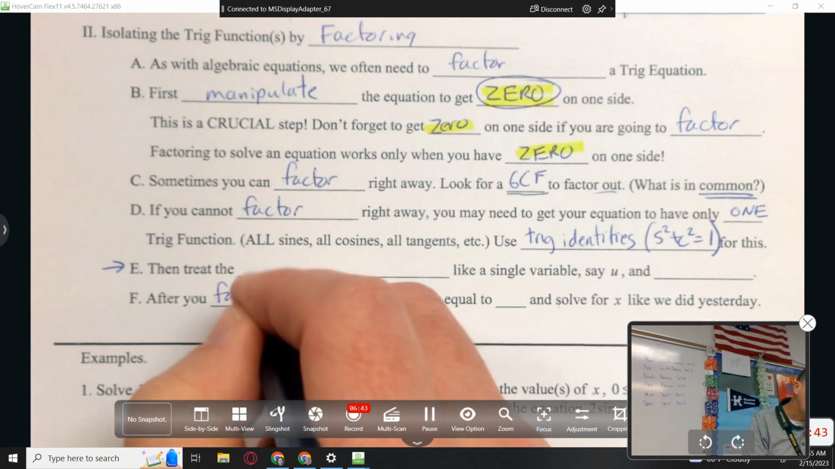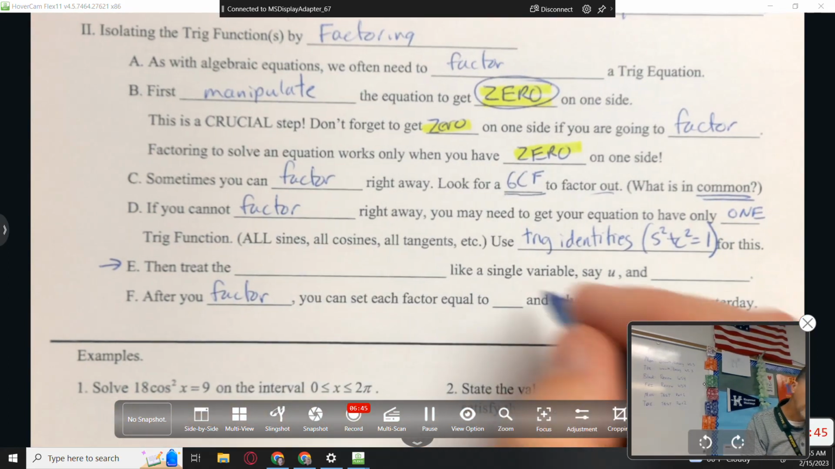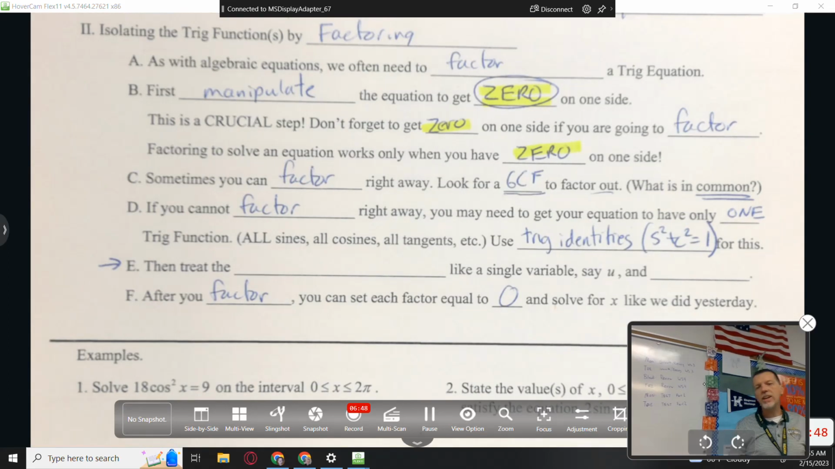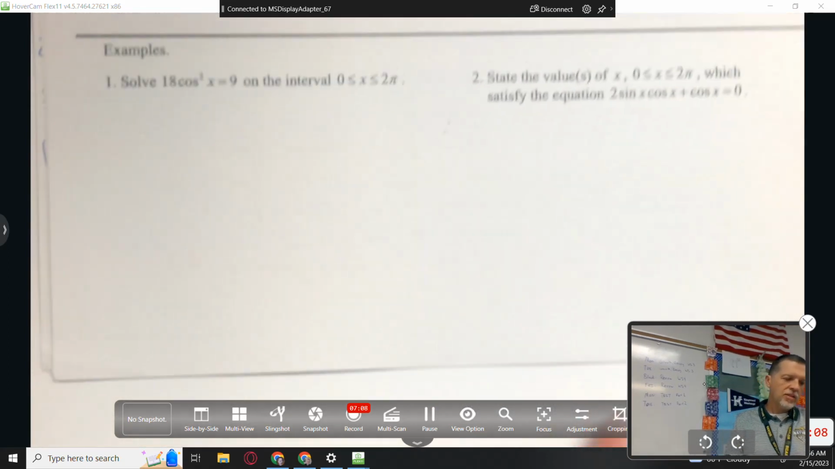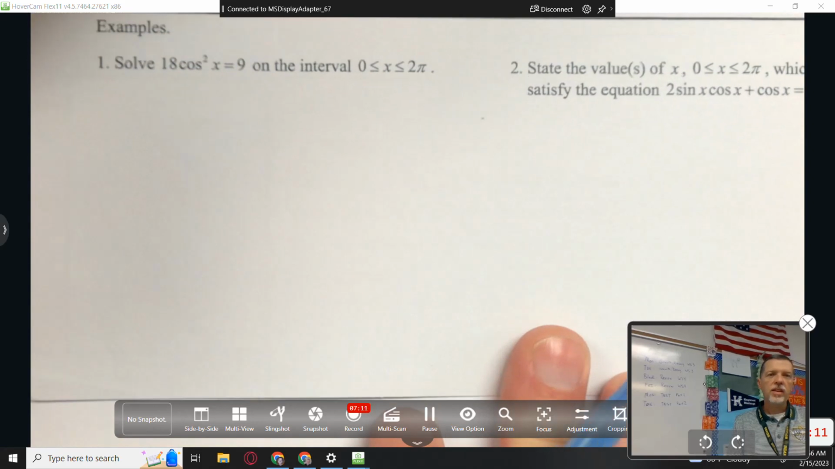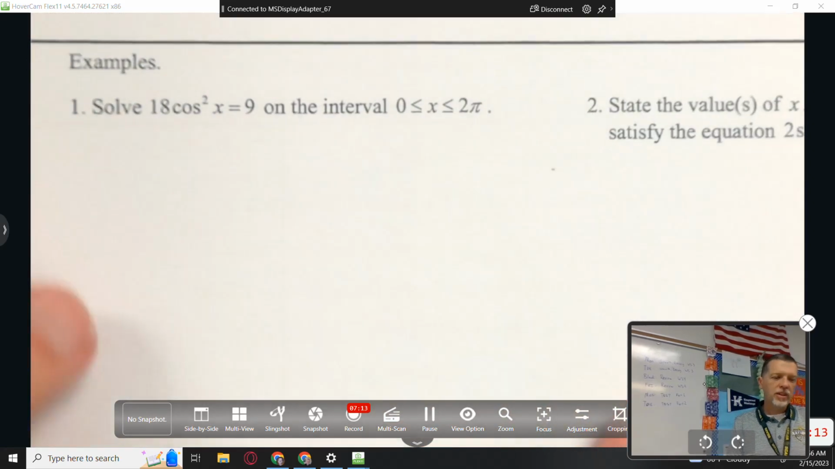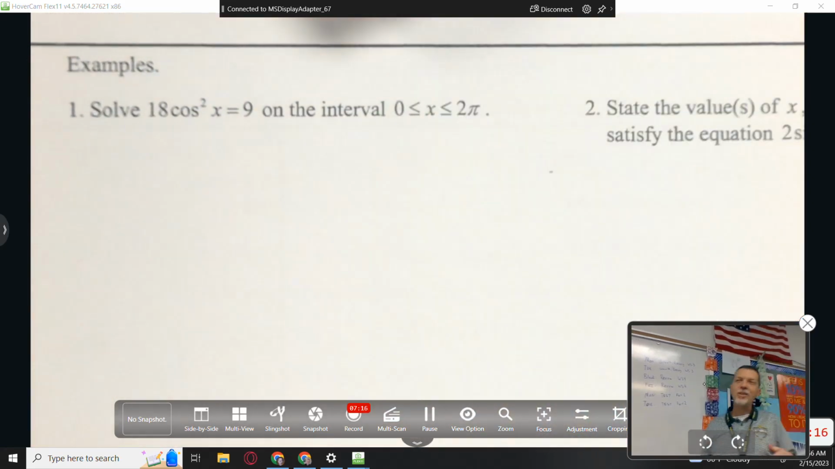After you factor, you set each factor equal to 0 and solve like you did yesterday. So in theory, you know everything you need to know to work these problems. It's just now we're combining factoring with trig identities with the unit circle and kind of dumping it all into one problem. Let's do some examples. It's one of those days where if you're good up till now, it's nothing new today. But if there's a weakness somewhere in the background, we might find it today.